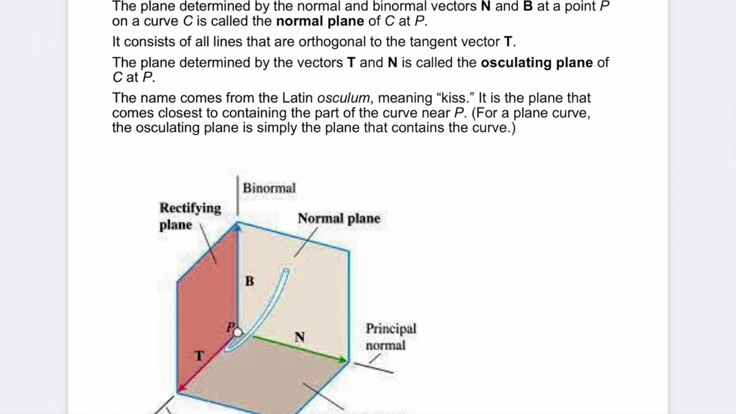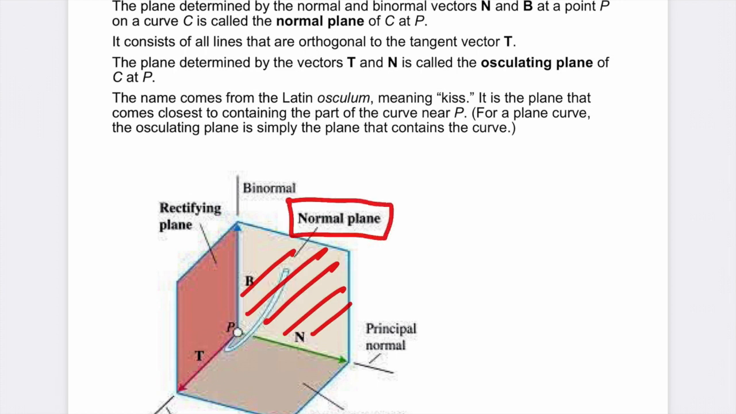They are orthogonal to each other. The normal vector, the principal normal vector, and the binormal vector determine a plane. And this plane over here is called the normal plane.